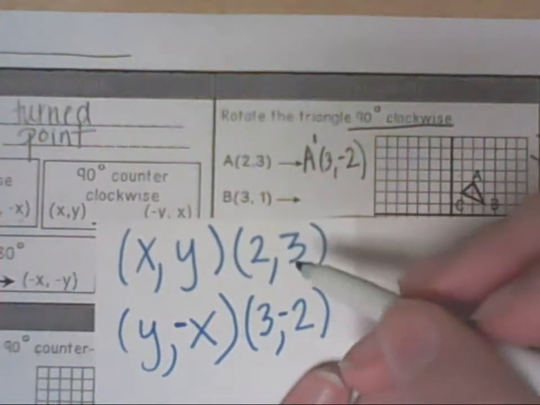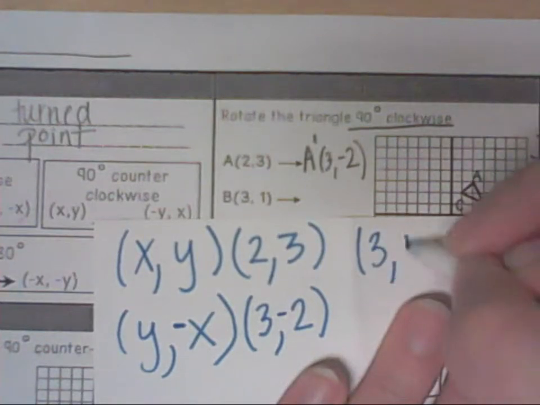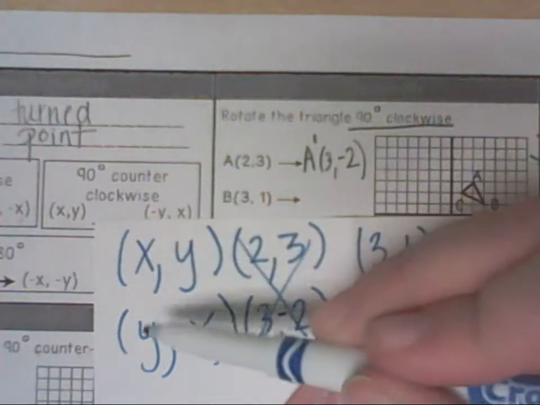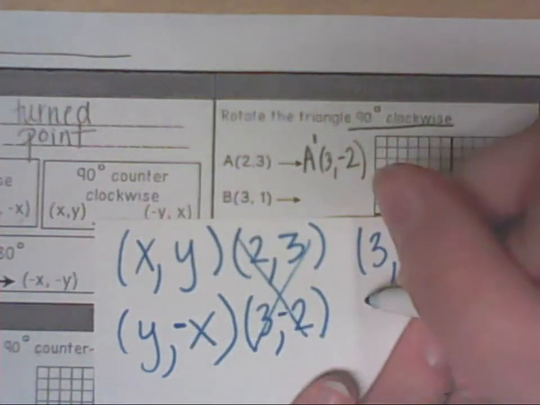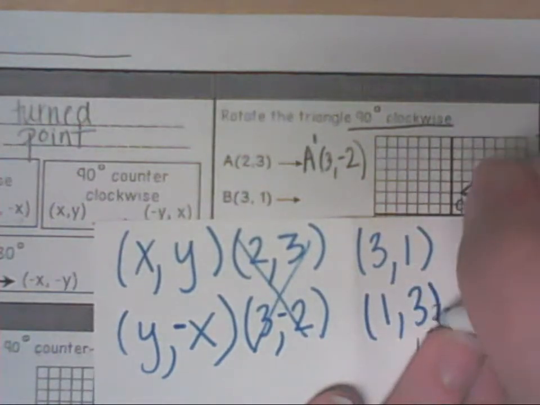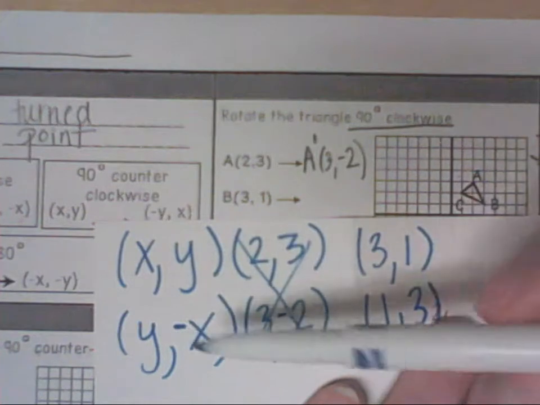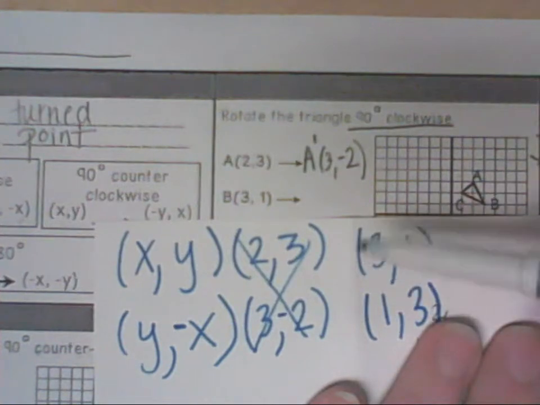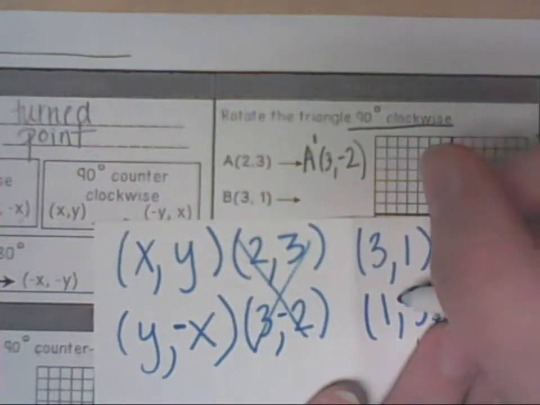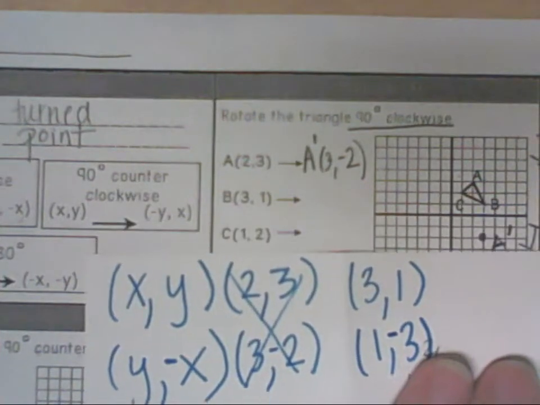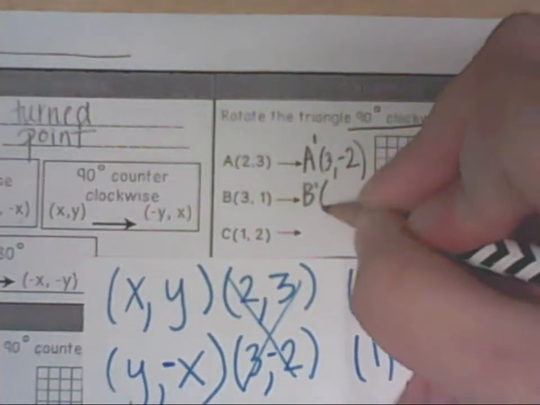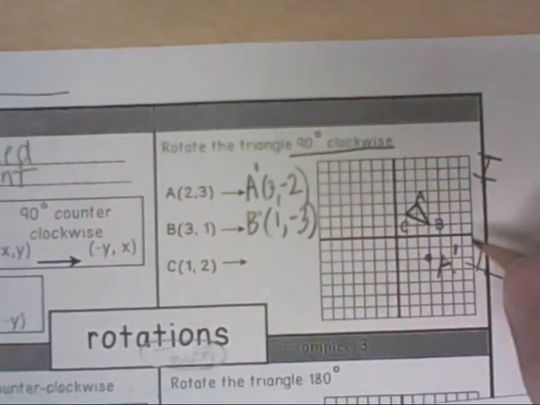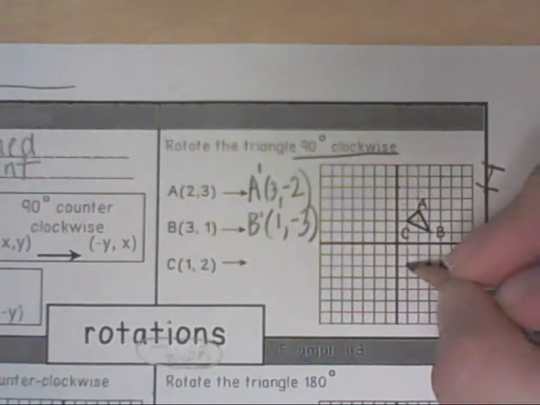Okay, let's do our next point. Our ordered pair says 3, 1. And since we are 3, 1, the rule says we have to flip the order of the ordered pair. So now it would become 1, 3. Are we done? No, we flip the order of the ordered pair, but it says the opposite sign of what our X was. So the opposite of a +3? -3. Very good. So for our B prime, we have 1, -3. Let's go ahead and plot that on our graph paper. 1, -3.